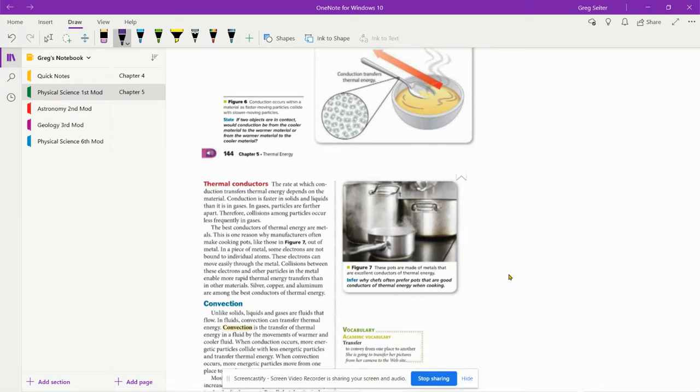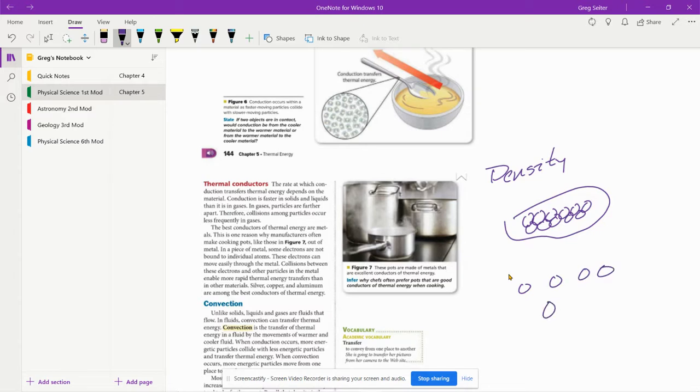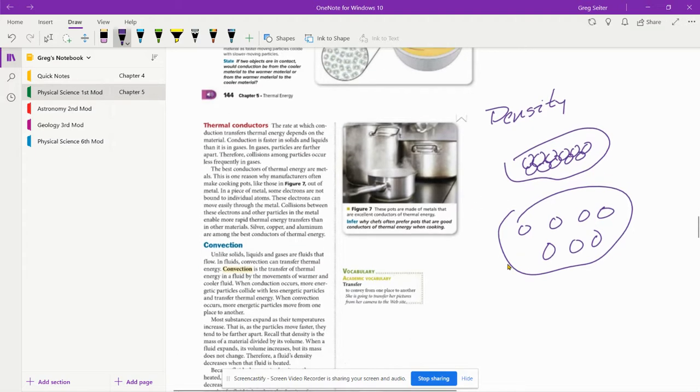What makes a good conductor? Anything where the particles are close together and it's easy to transfer that thermal energy, and usually metals. This is density. The measurement of how close these particles are together is density. Right? The closer the particles are, the more dense the material. So this would have a high density, and this would have a lower density. Okay. The density of water, by the way, is 1.